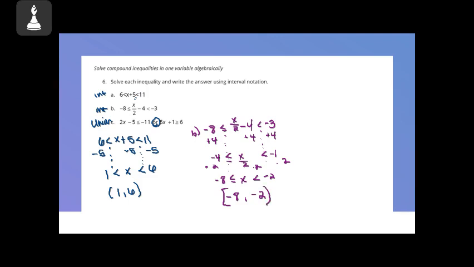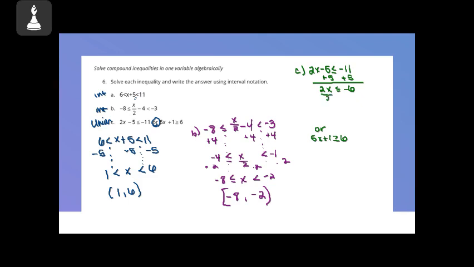When we look at C, we've got two completely separate problems. They tell me 2x minus 5 is less than or equal to -11, or 5x plus 1 is greater than or equal to 6. So let's work with the first one here. We will add 5 to both sides. I have 2x is less than or equal to -6. And then if I divide by 2, x is less than or equal to -3.